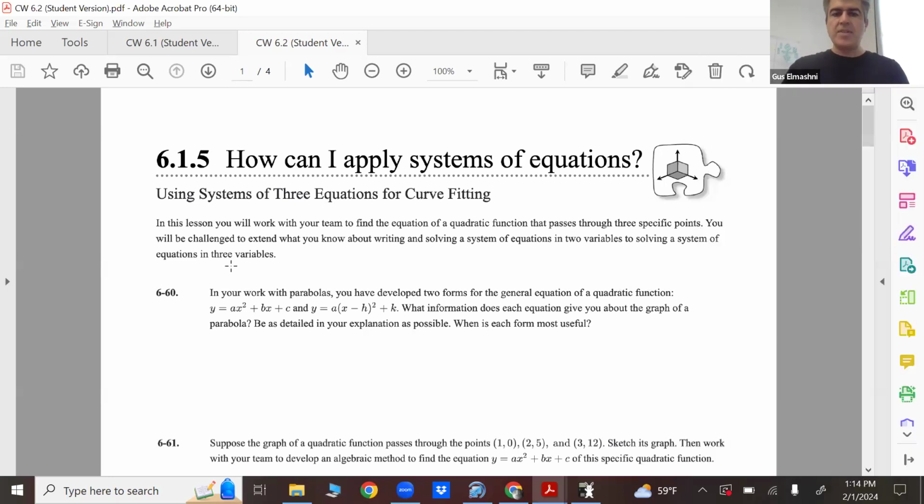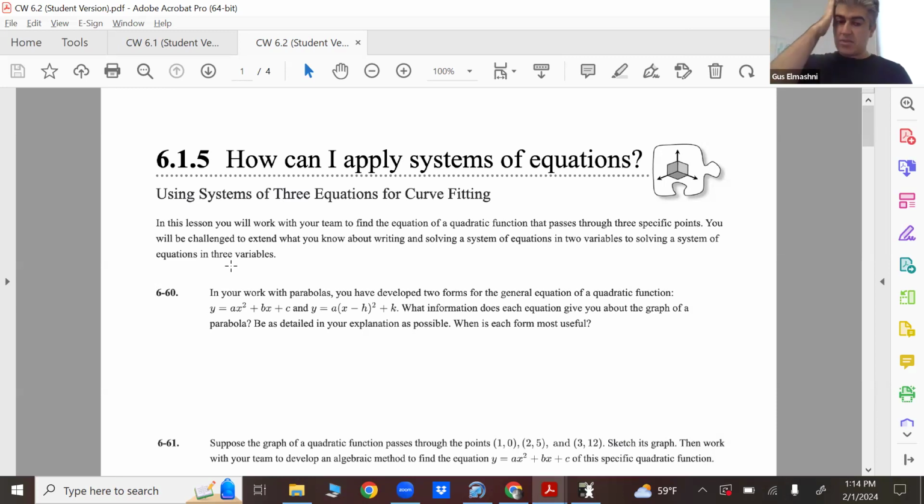So using a system of three equations for curve fitting. This is an application of systems of equations. Sorry, a system of three equations with three variables. In this lesson, you'll work with your team to find the equation of a function that passes through three specific points. You'll be challenged to extend what you know about writing and solving a system of equations in two variables to solving a system of equations in three variables.